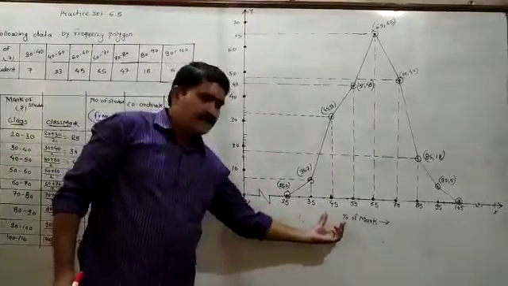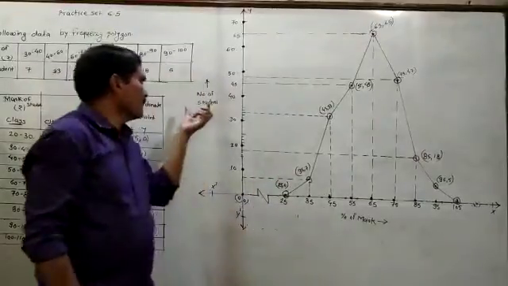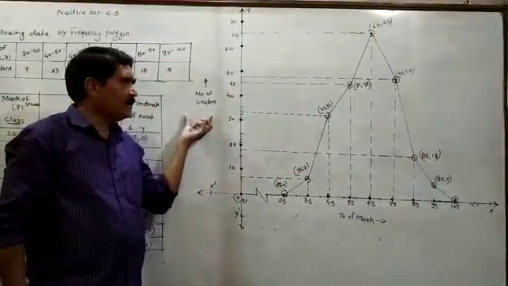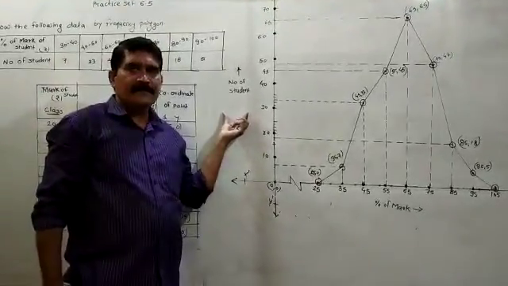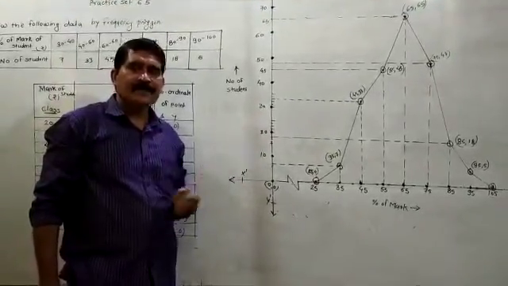Here on the x-axis you will take the percentage of marks, and on the y-axis you will take the number of students, and you will draw the graph. Everybody understand? This way you have to draw the graph. Thank you.